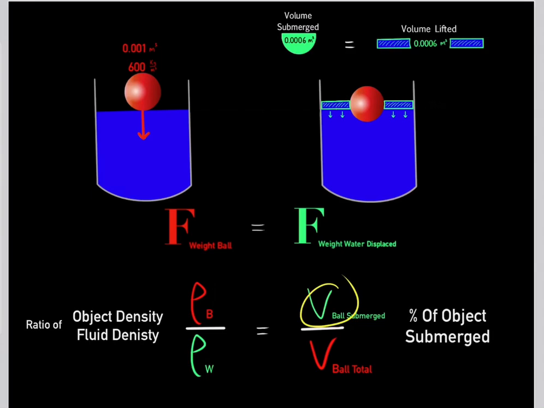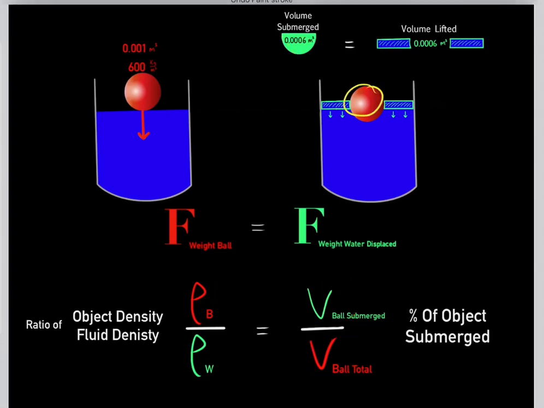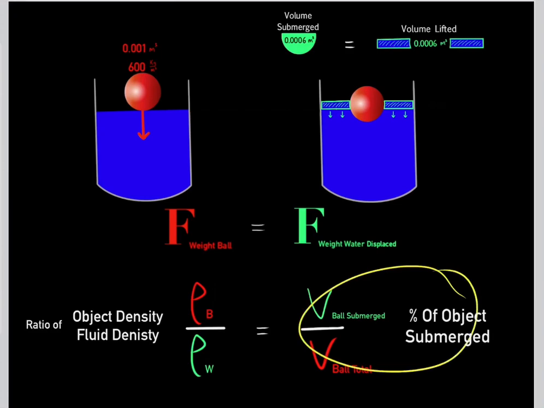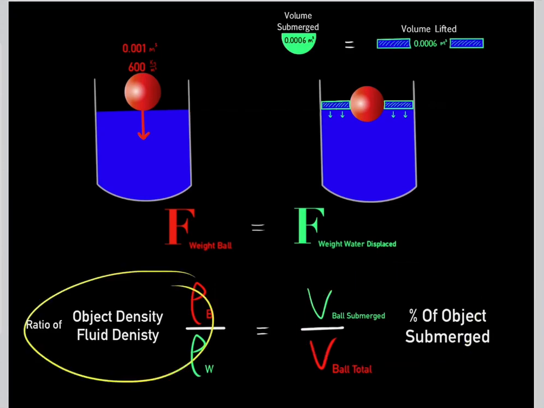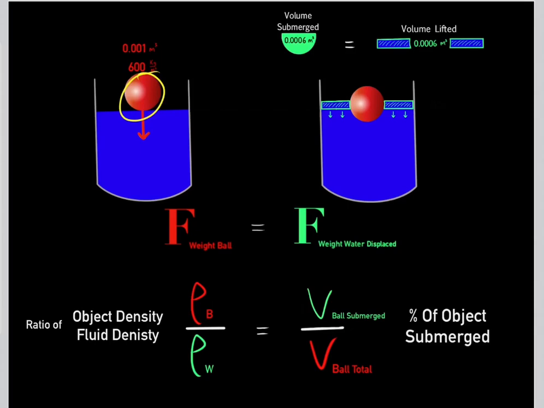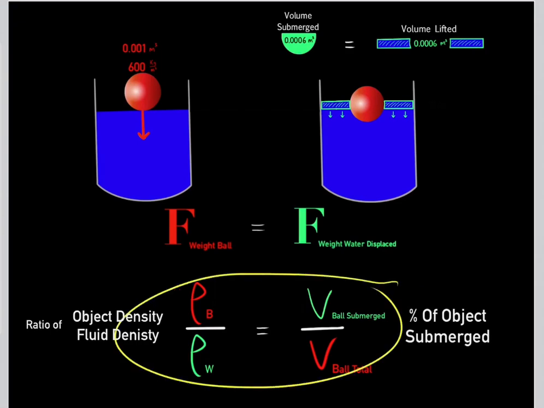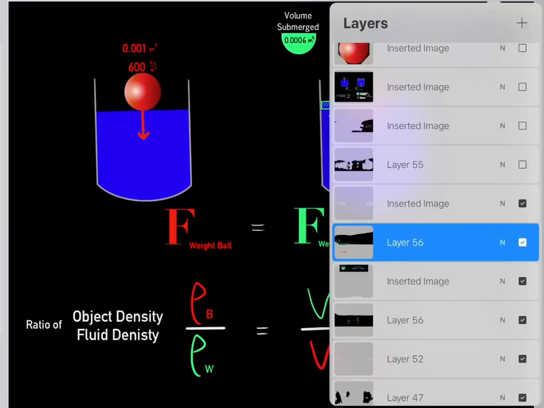Again, the volume of the ball submerged divided by the total volume of the ball tells us the percentage of the ball that's been submerged. That will equal the ratio of the density of the ball divided by the density of this fluid. So this is just an important equation. This is essentially the derivation, but you may see this in a physics class or on the MCAT. So this is an important equation to be familiar with.